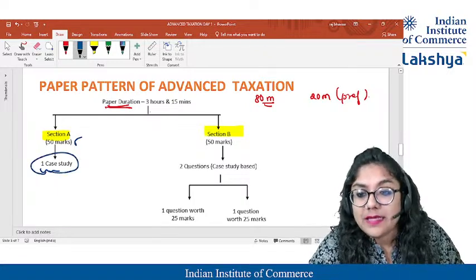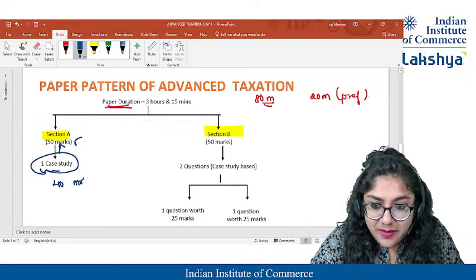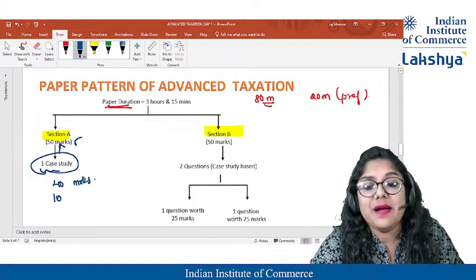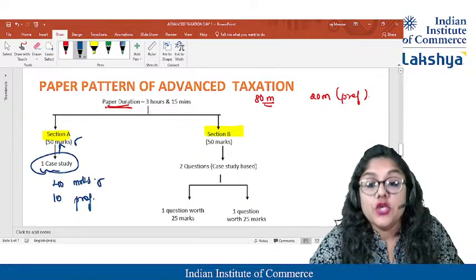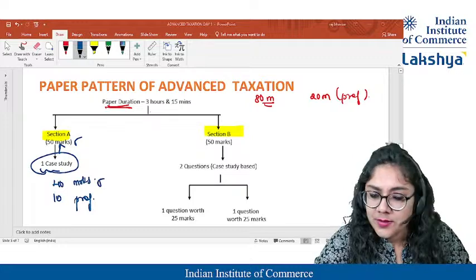So we have one case study worth 50 marks, out of which I will write my answer for 40 marks, and for 10 marks I will get professional markings. So for only 40 marks I will write it. Okay, for only 40 marks I will write it.